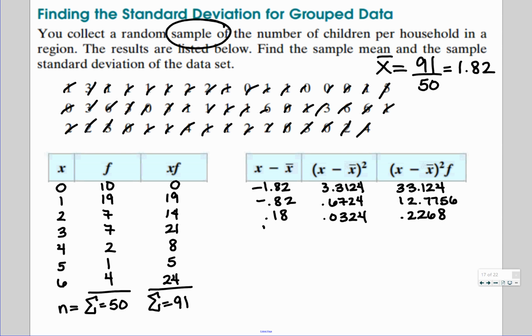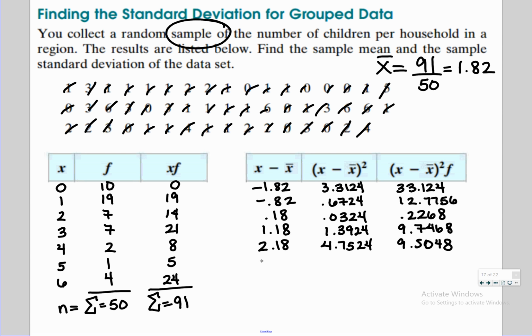3 minus 1.82 is 1.18. Squared, 1.3924 times the frequency, 7, to 9.7468. There we go. 4 minus 1.82 is 2.18. Square it, 4.7524 times the frequency, 2, 9.5048.